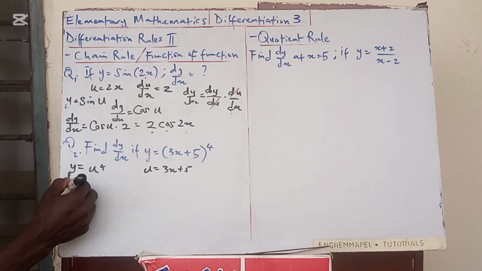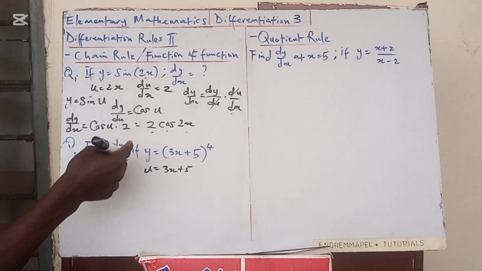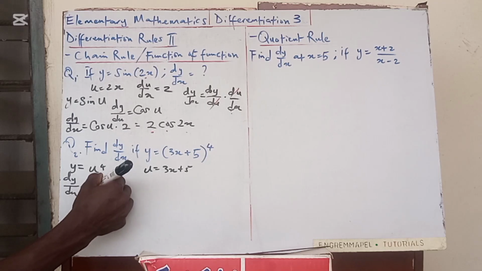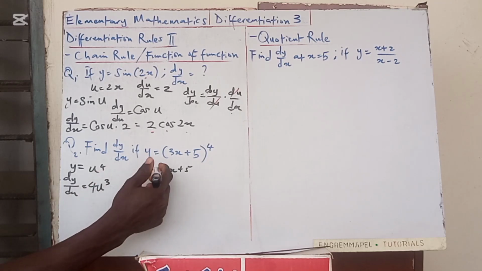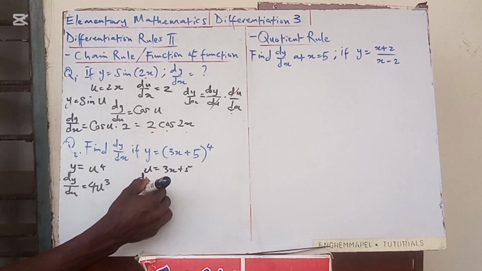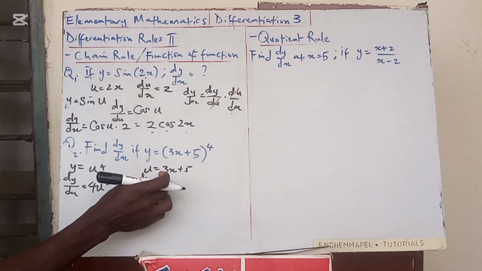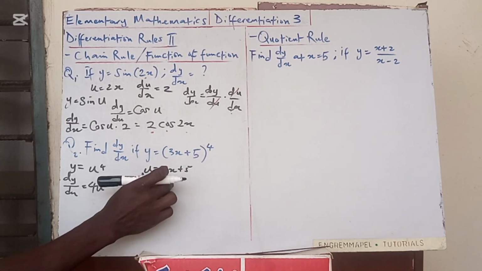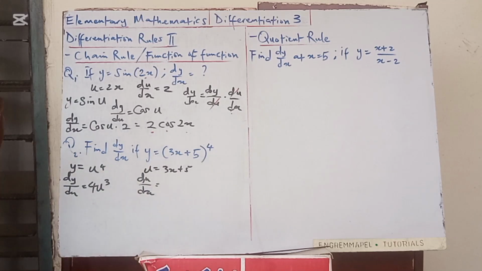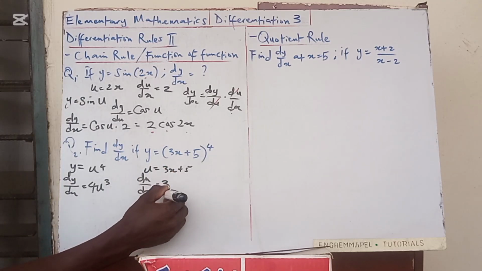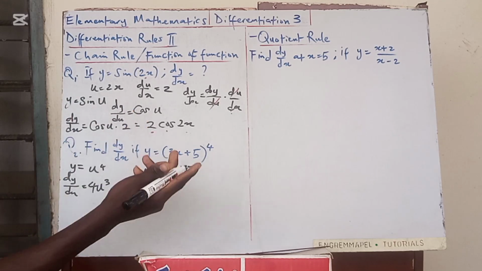So dy du will be 4 times u raised to power 4 minus 1, which is 3. So that will be 4u raised to power 3. Then here we have du dx. We are going to differentiate this 3x. If you differentiate 3x, you have only the constant alone. So it will be 3. And if you are differentiating the constant, you don't have anything again.